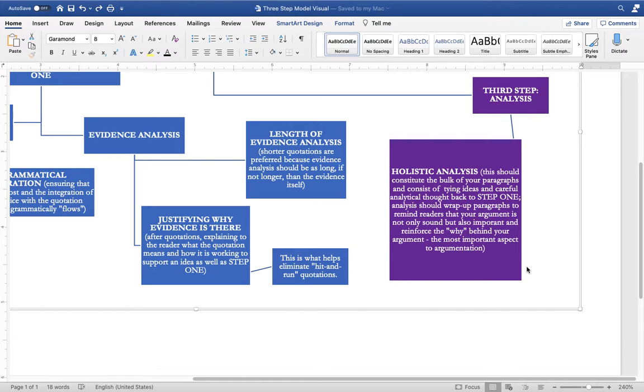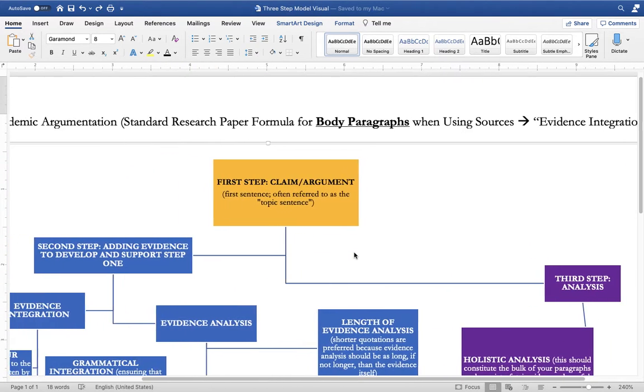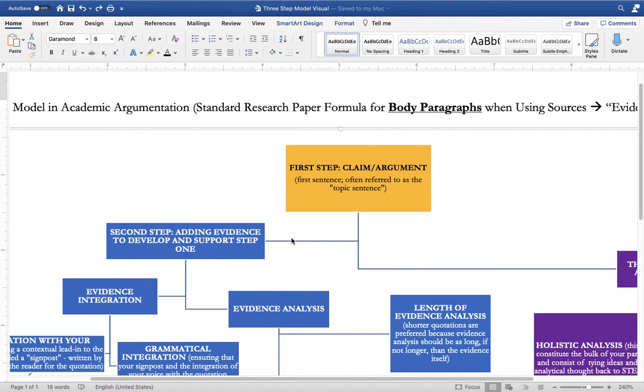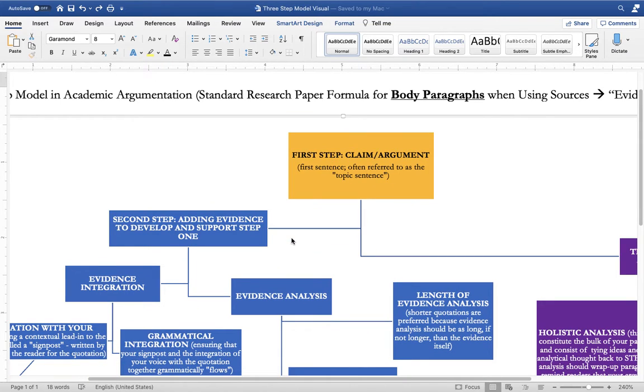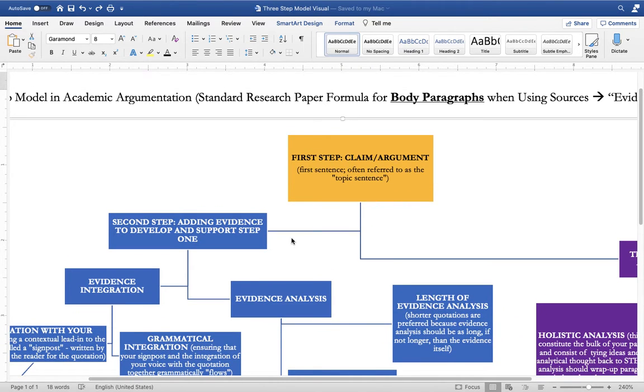So that's all I have for now in terms of breaking down, not as much as possible, but I could do it longer, and that's already been quite lengthy, in a 2-part video session on this standard research paper formula for body paragraphs, for the first step, the second step, and the third step. So hopefully this has been helpful in some way, but otherwise, that's all I've got. Thank you.